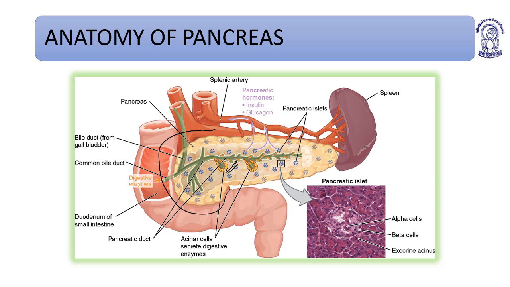This is the duodenum of the small intestine. Then this is the common bile duct. This is the bile duct from the gallbladder, the cystic duct. The cystic duct merges with the pancreatic duct to form the common bile duct. Pancreatic hormones: insulin and glucagon. This is the spleen. These are pancreatic islets.